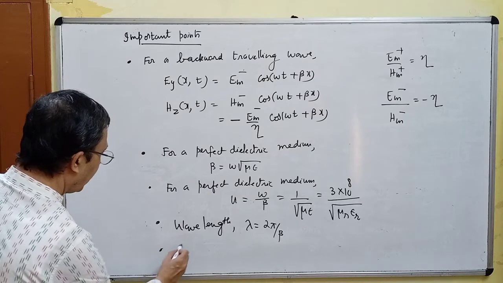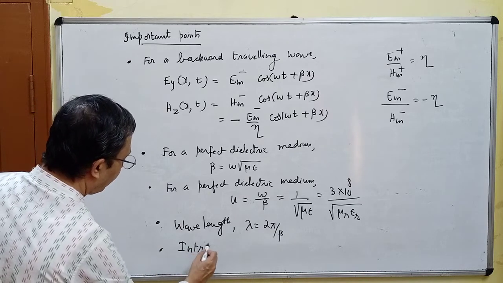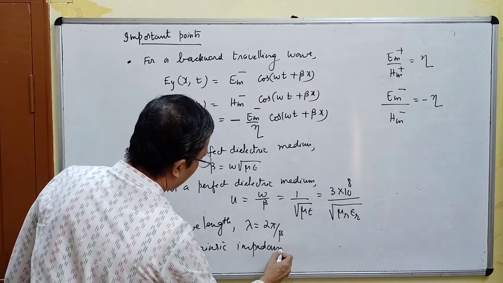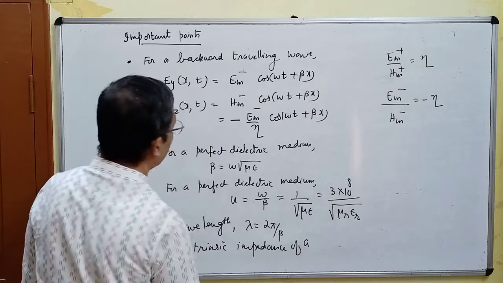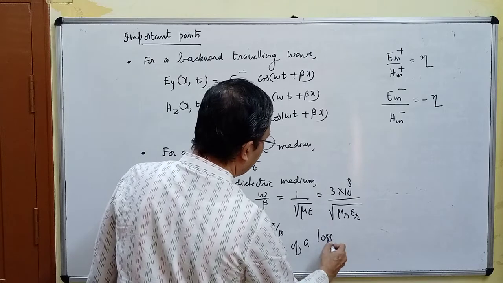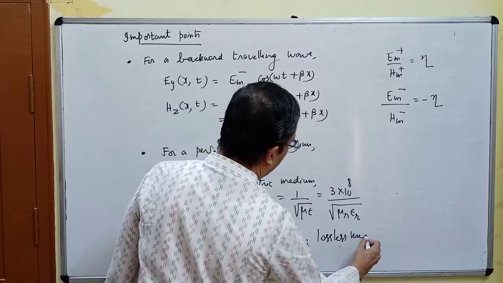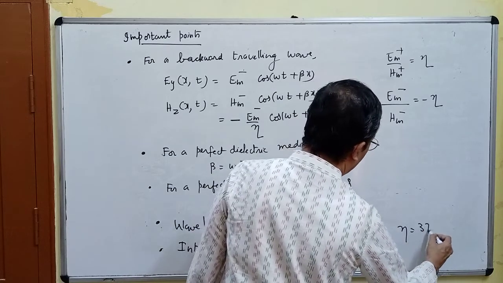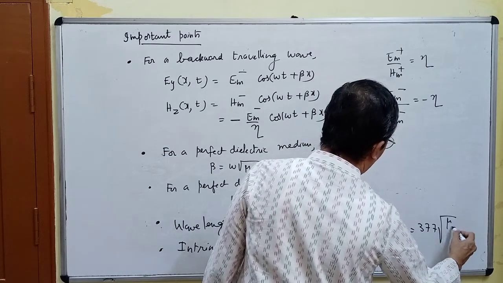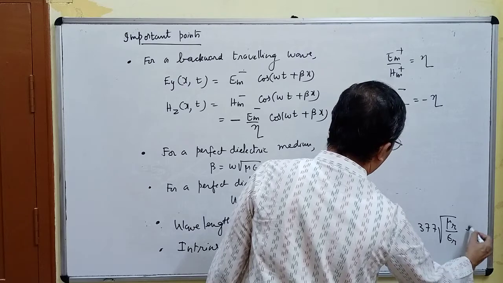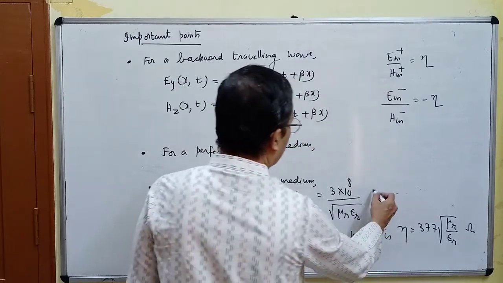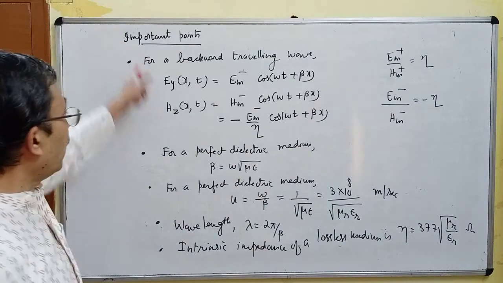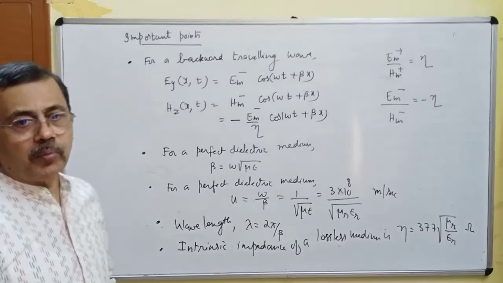Next, intrinsic impedance of a lossless medium. Lossless means perfect dielectric medium. Intrinsic impedance of a lossless medium is eta is equal to 377 root of mu r divided by epsilon r ohms. This velocity is in meters per second. These important relationships you must remember for doing problems.